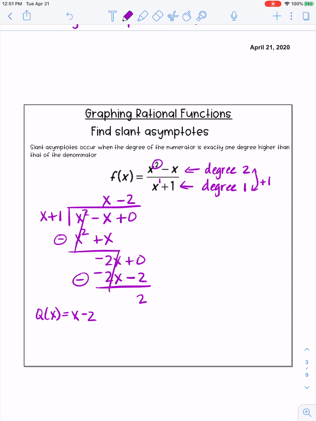I don't care about the remainder. So my slant asymptote is a line, an invisible line, a dotted line, but it still needs to be in the form of a line, y equals mx plus b. So my slant asymptote, here, let me go back here for a second. So your slant asymptote is q of x.